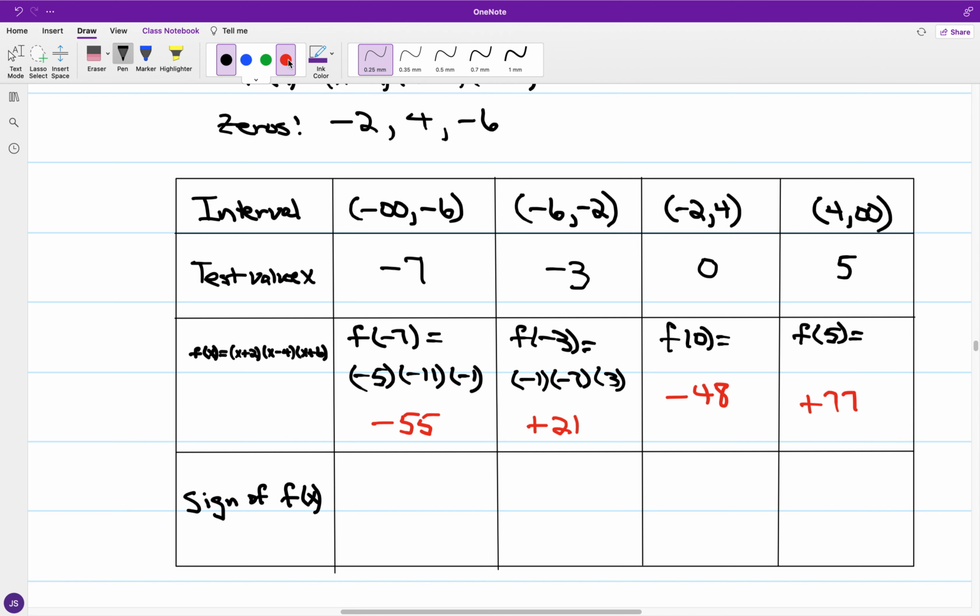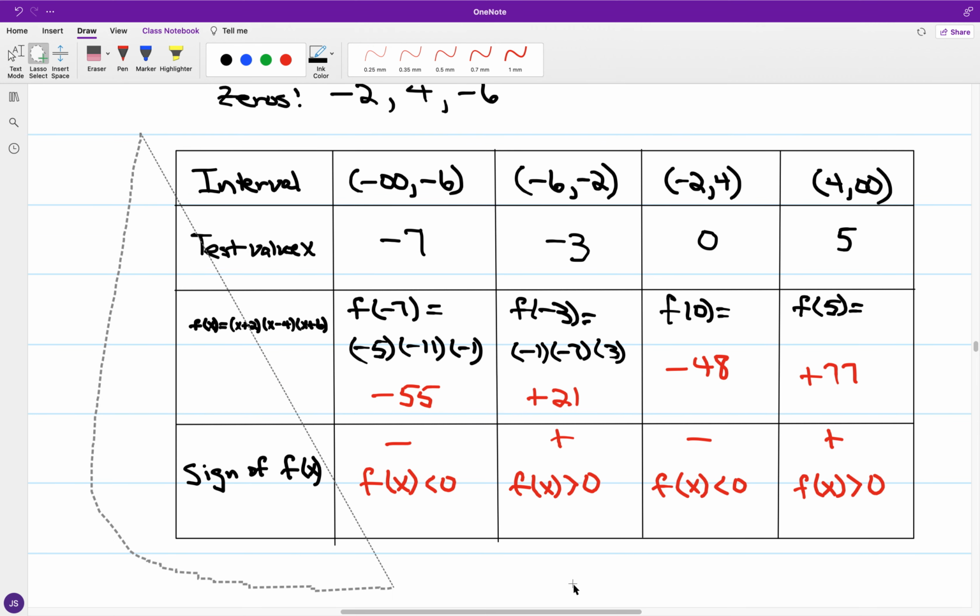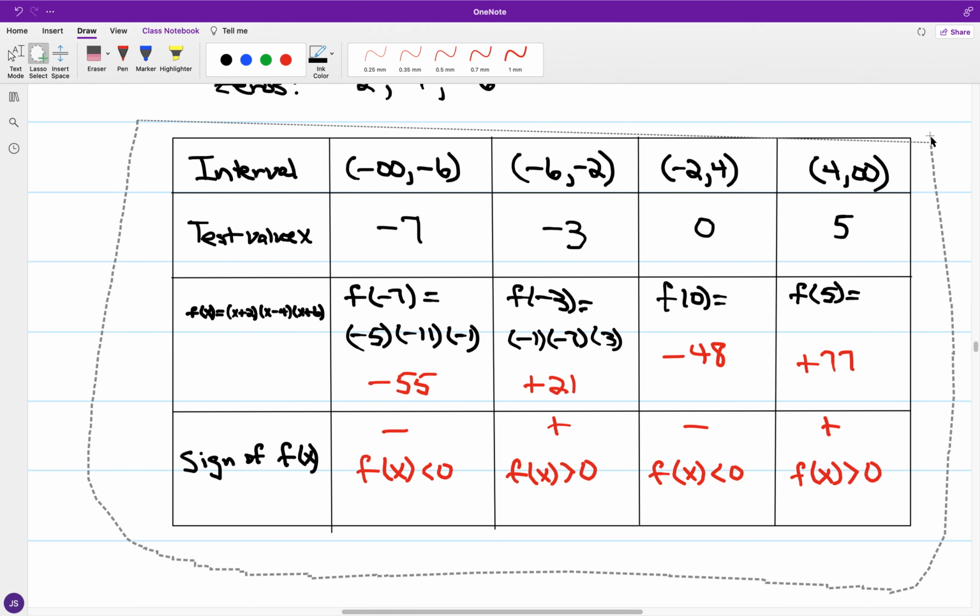And so for the sign of f of x, in the first interval we have a negative, where f of x is less than 0. Next is positive, where f of x is greater than 0. Third, we have a negative, where f of x is less than 0. Then for the last, we have a positive, so f of x is greater than 0, leading up to our interval solution.